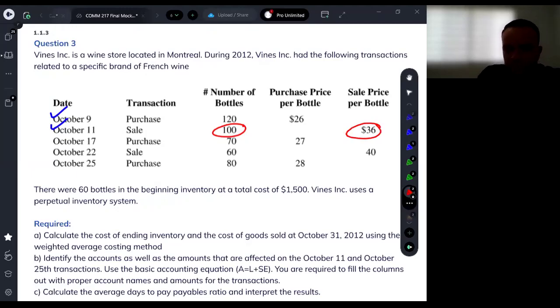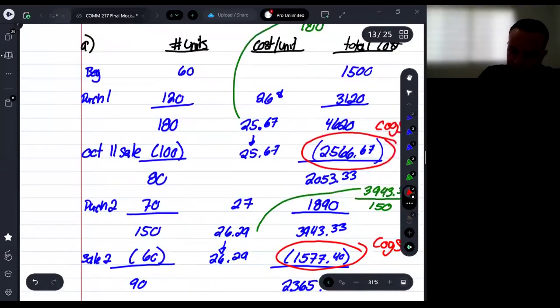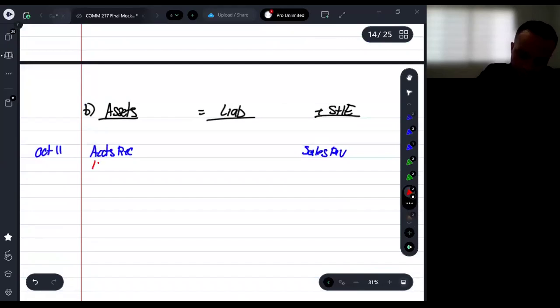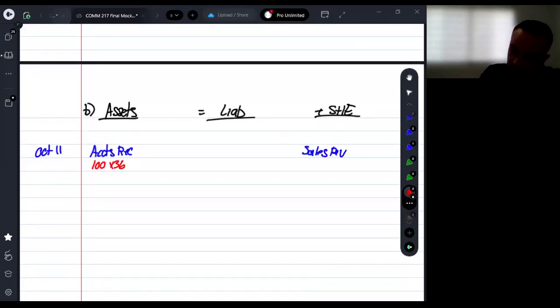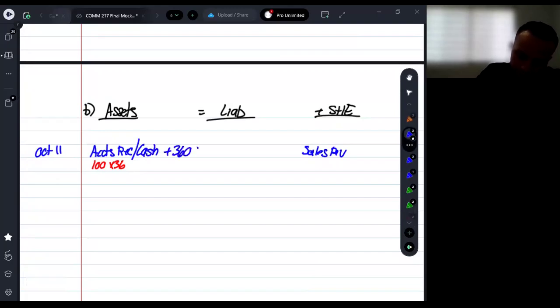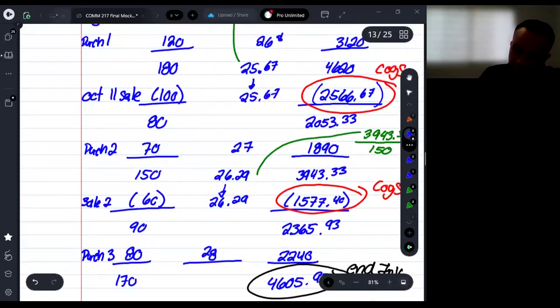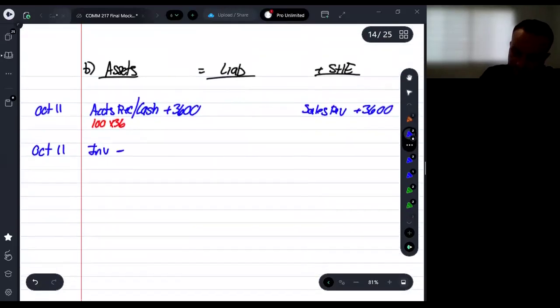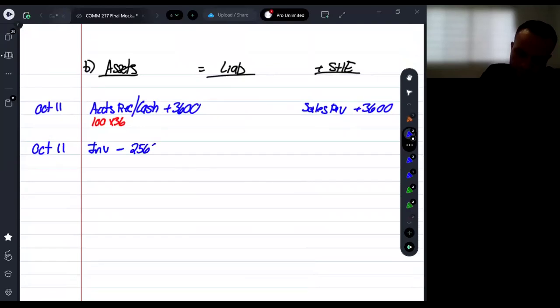Okay. So it'd be 100 units at 36. So I'll put here accounts receivable or cash plus 3,600 and sales revenue increases shareholders' equity 3,600. Also on October 11, we got to record an inventory going down by 2566.67. And our cost of goods sold goes up, which decreases shareholders' equity 2566.67.